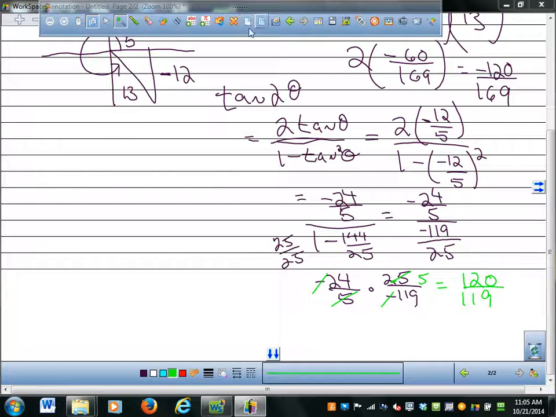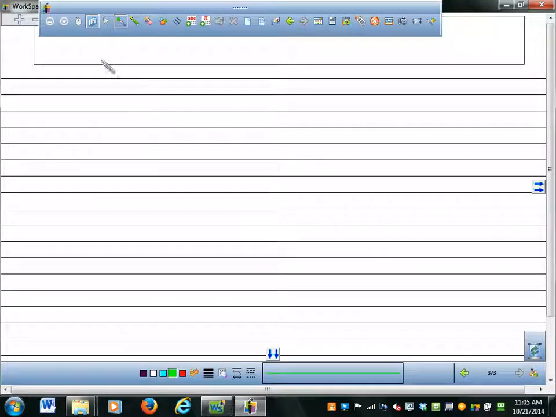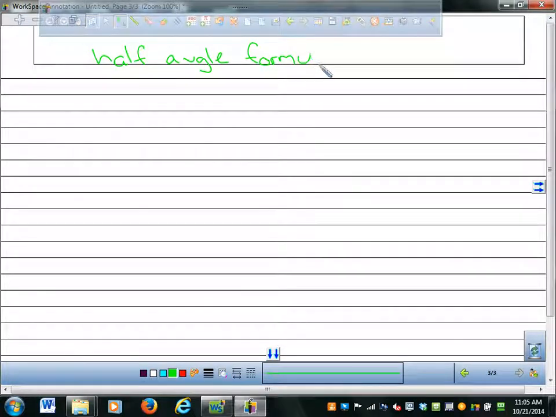Okay, so now we're going to go on to the half angle formulas. These you don't have to memorize, but you will have to know how to use them. Half angle formulas. Okay, and these look like this. The sine of u over 2. Sine, that's a sine. My ends look kind of funny.